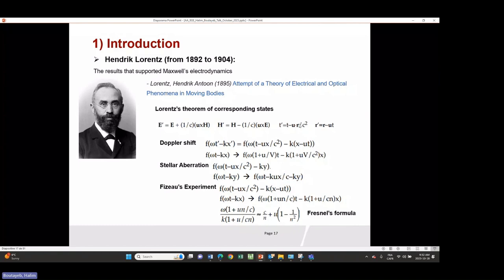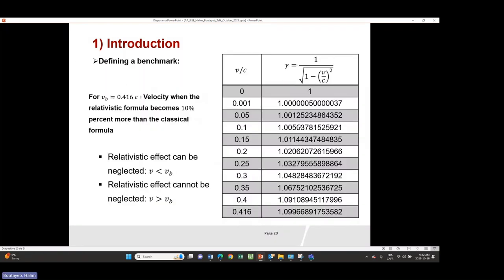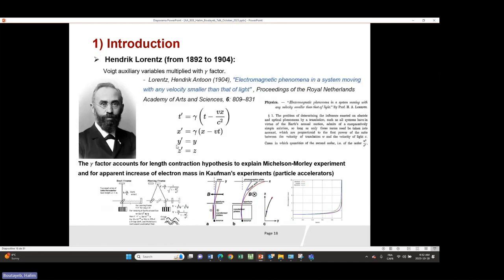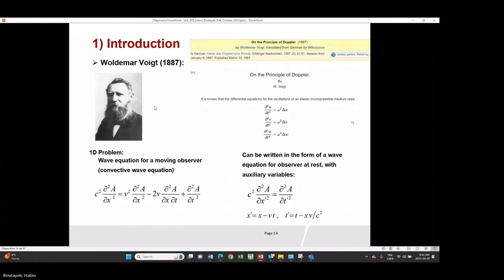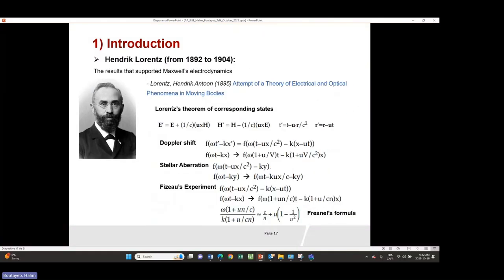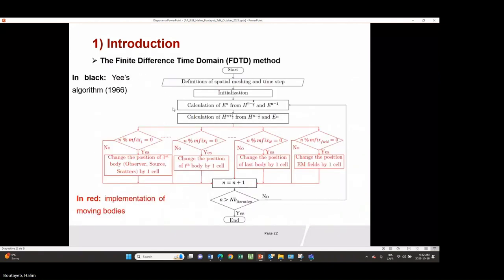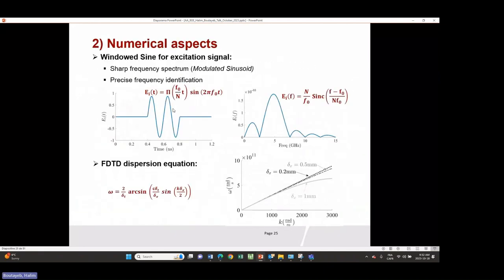We did it just by moving objects inside FDTD, because we have this ability to move objects inside Maxwell equations by using a numerical solution of Maxwell equations. If we go back in the past, Voigt, in 1887, didn't have FDTD. He couldn't solve these equations numerically, which is why he had to do this change of variables. But now that we have FDTD, we can move objects numerically, so we don't need to use the Voigt variables.